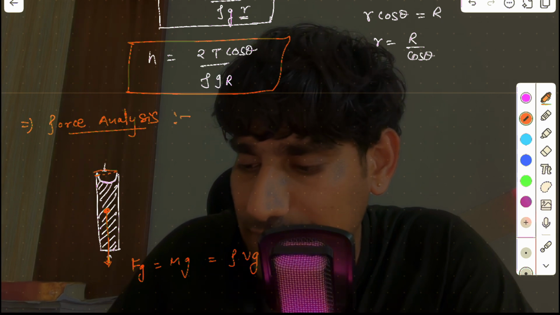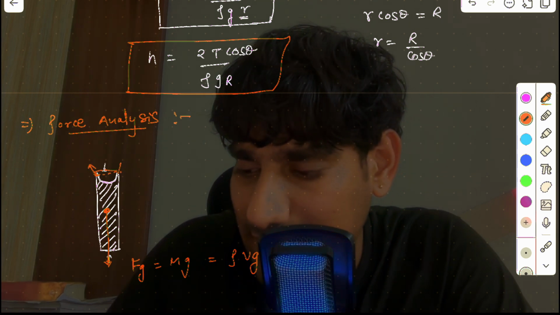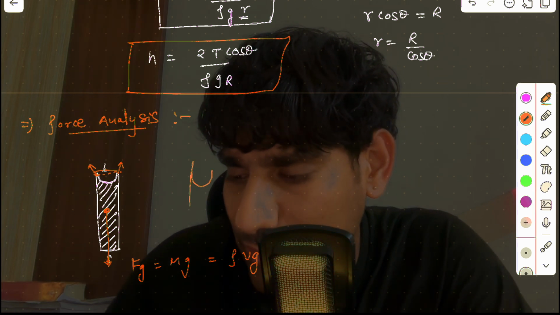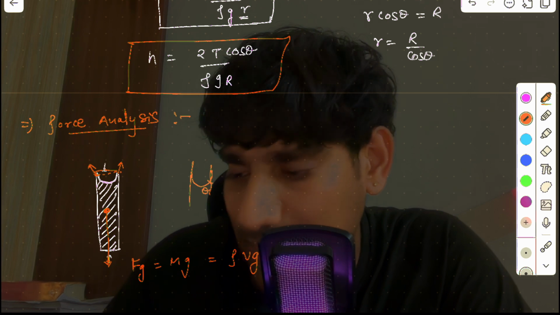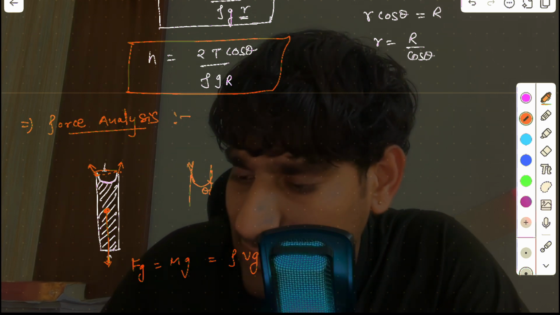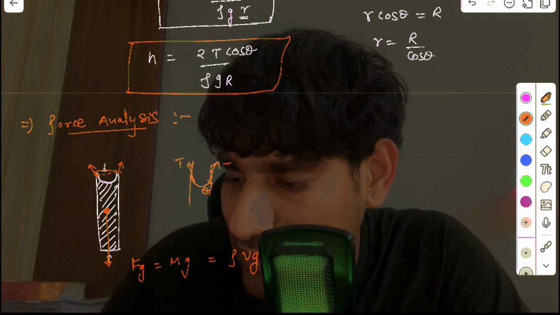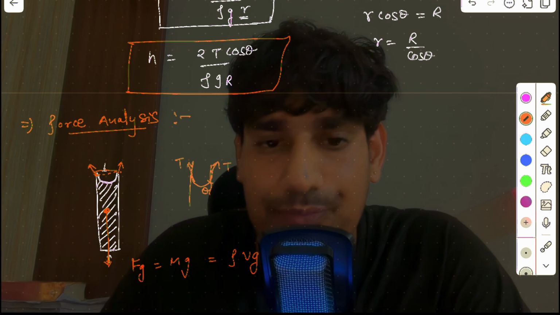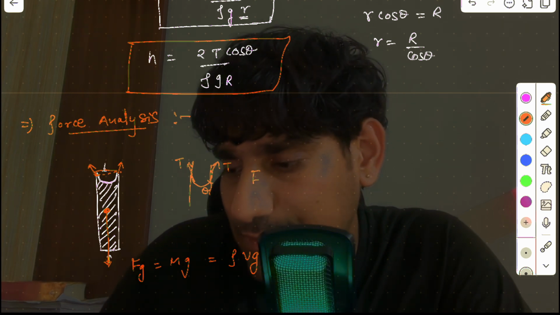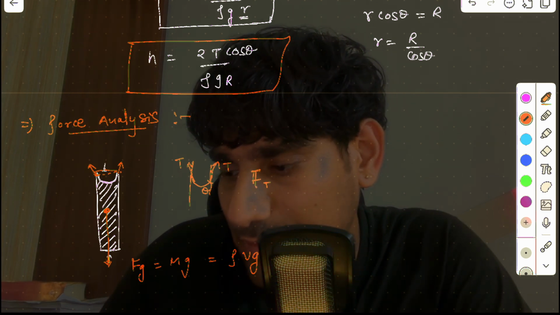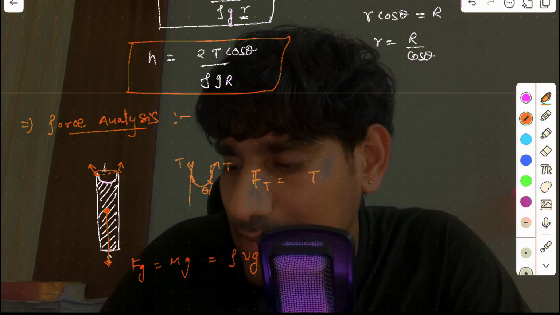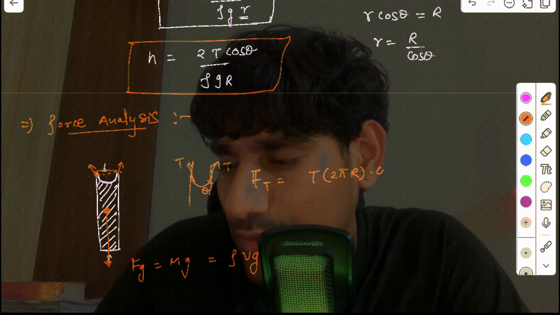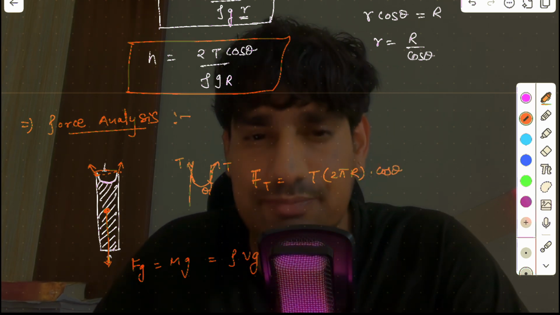The other force is the surface tension force. Surface tension T is acting like this, making an angle theta here. So the tension T is acting like this, and there is a T cos theta component in the upward direction. Because of that, the total surface tension force becomes T multiplied by 2 pi r multiplied by cos theta in the upward direction.